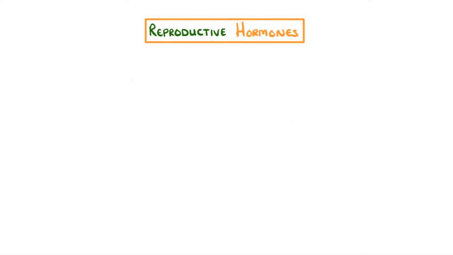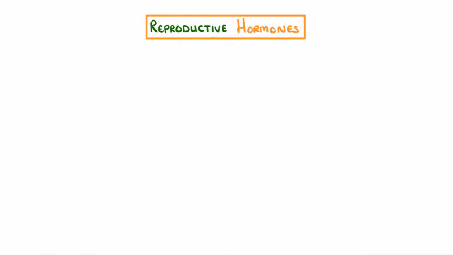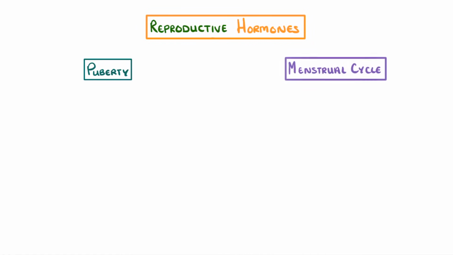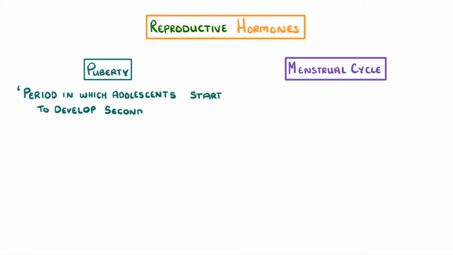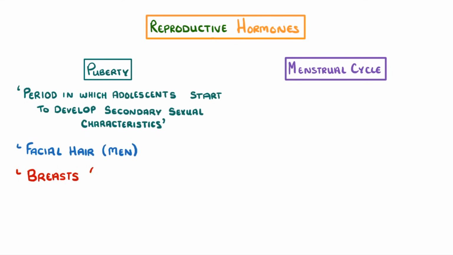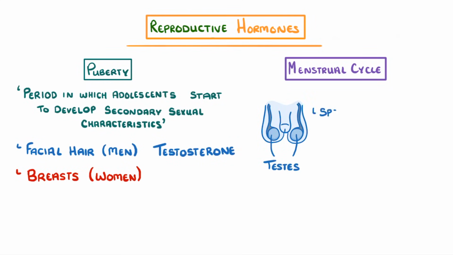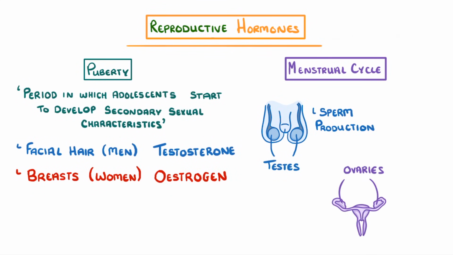Today's video is all about the reproductive hormones, and after a brief look at what puberty is, we'll focus on the menstrual cycle. Puberty is basically the period during which adolescents start to develop secondary sexual characteristics, by which we mean things like facial hair in men and breasts in women. This process is triggered by reproductive hormones, which are mainly testosterone in men, which is produced in the testes and also stimulates sperm production, and estrogen in women, which is produced by the ovaries.